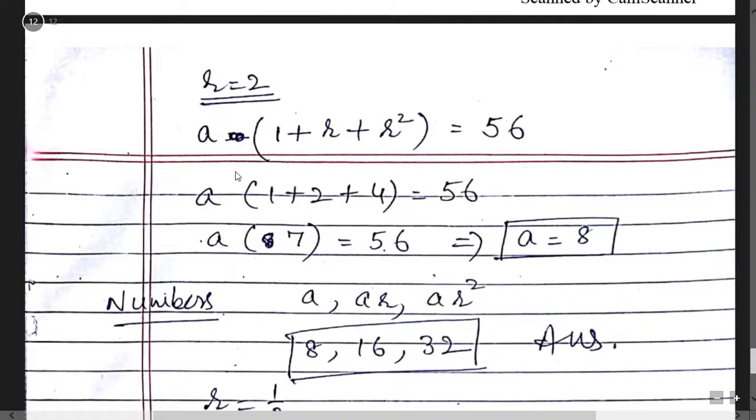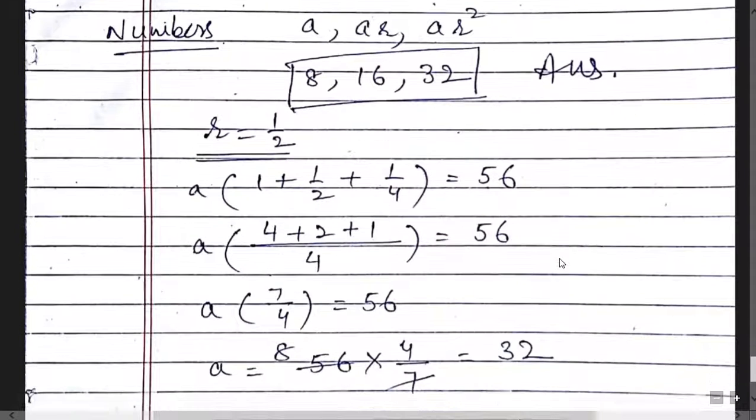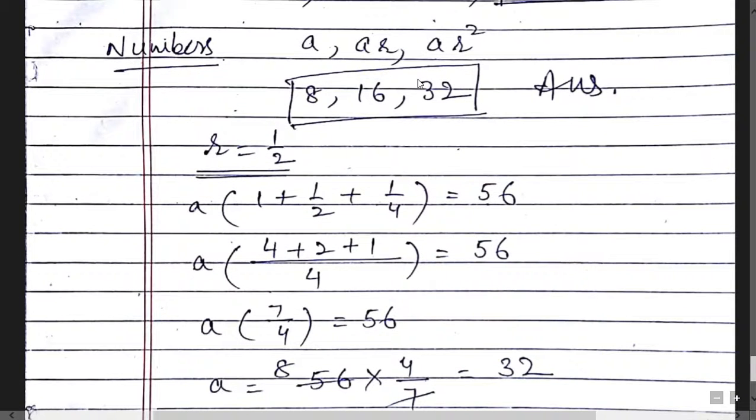Now calculate the value of a. a into (1 plus r square) is equal to 56. Insert the value of r as 2: it's 1 plus 2 plus 4, which is 7. Then divide by 7, the value of a is 8. Now what about the numbers? a, ar, ar square: it's 8, 16 and 32.